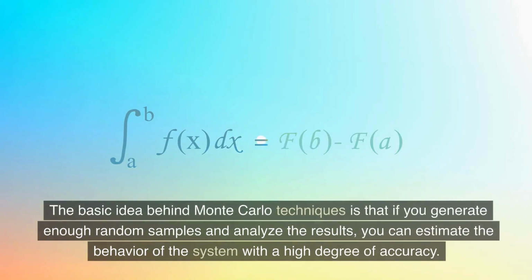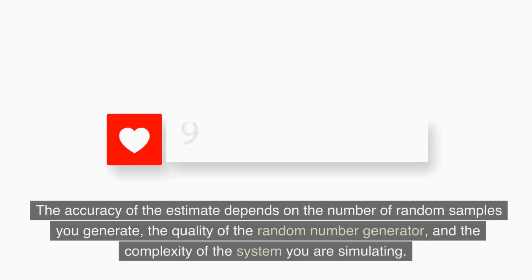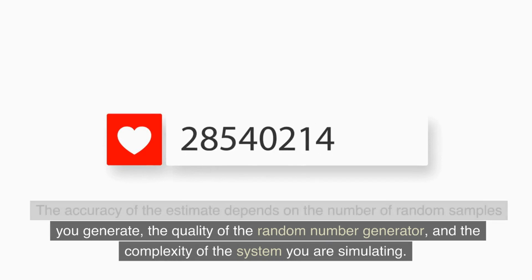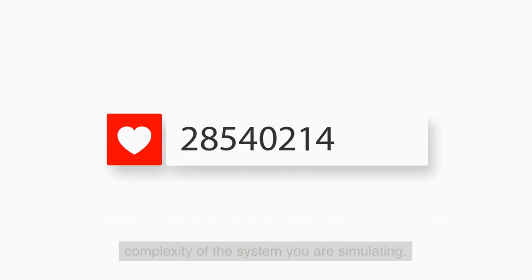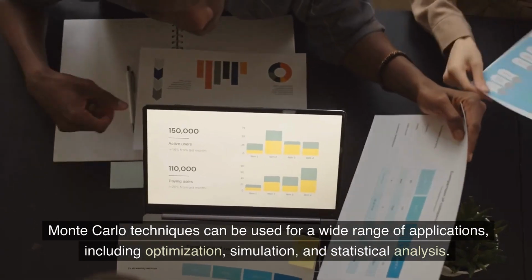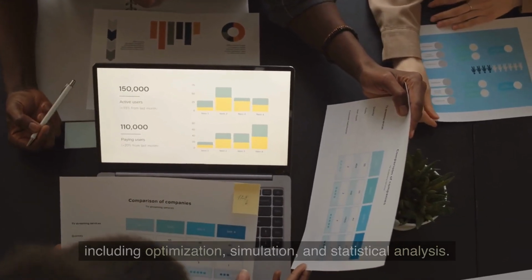The basic idea behind Monte Carlo techniques is that if you generate enough random samples and analyze the results, you can estimate the behavior of the system with a high degree of accuracy. The accuracy of the estimate depends on the number of random samples you generate, the quality of the random number generator, and the complexity of the system you are simulating. Monte Carlo techniques can be used for a wide range of applications, including optimization, simulation, and statistical analysis.